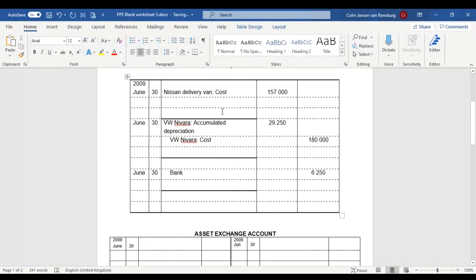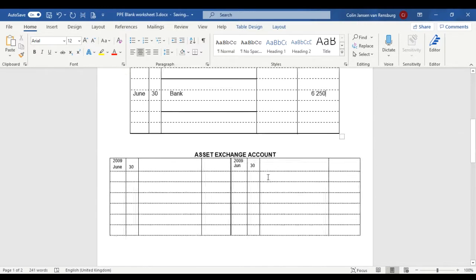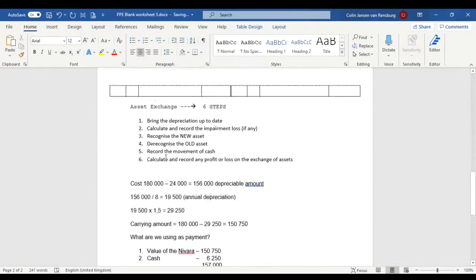The blank journal entry that I just copied from another form has got these lines that indicate the end of a journal entry. But this is actually still one long journal entry, right? One long journal entry. So we've recorded the movement of cash. What is our next step? We record the movement of cash. So our final step now is to calculate and record any profit or loss on the exchange of assets.